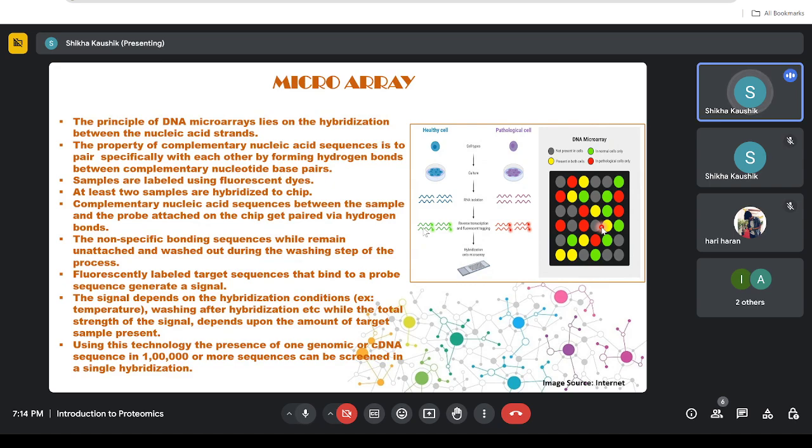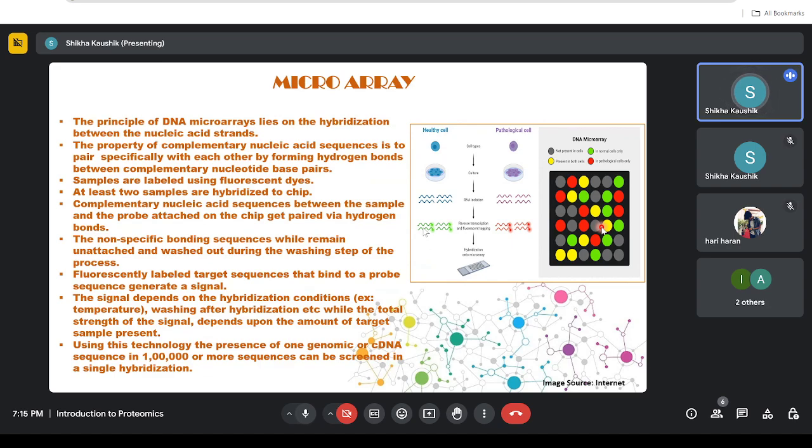So at least two samples are hybridized to the chip. Complementary nucleic acid sequence between the sample and the probe attached to the chip get paired via hydrogen bond. The non-specific binding sequences remain unattached and are washed out during the washing step. So once bound ones are there, but when you do the washing, the ones which are not bound with the oligo that is present on your array are washed off during the washing process.